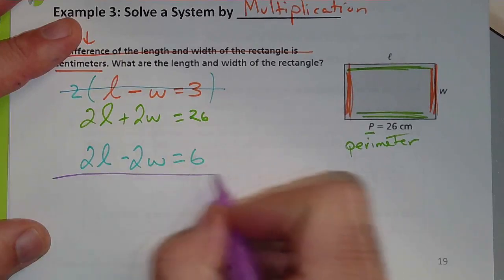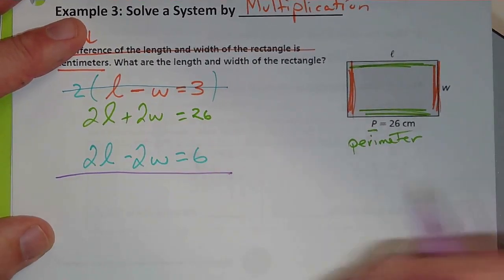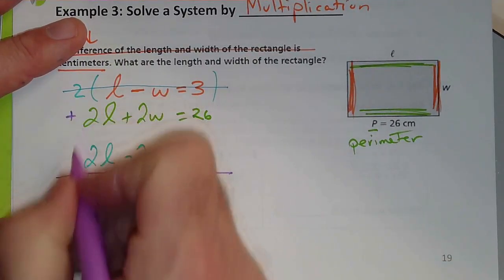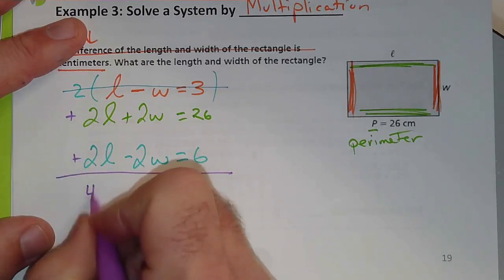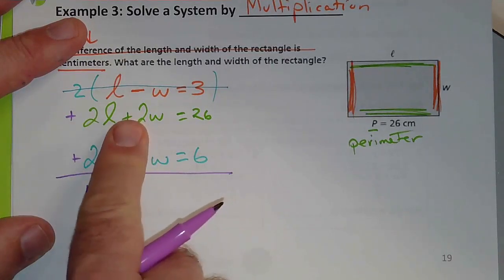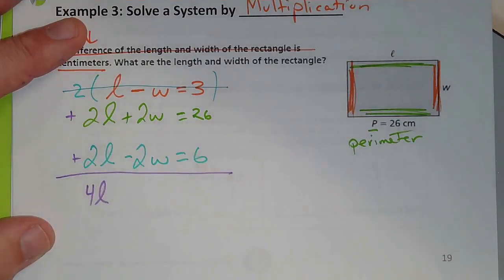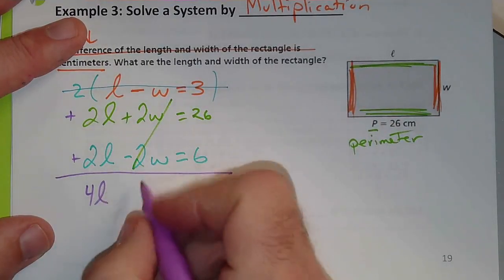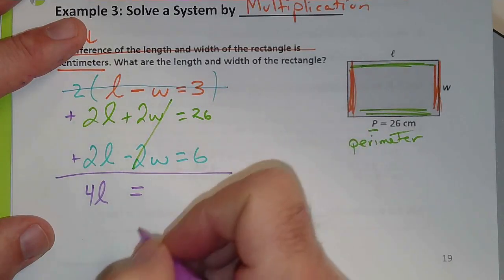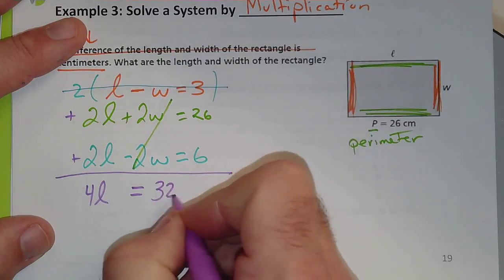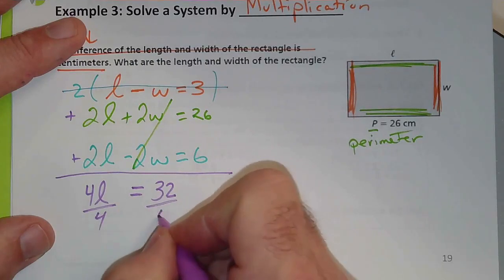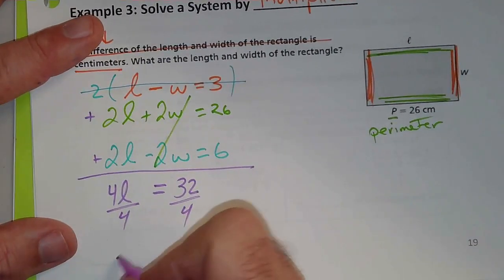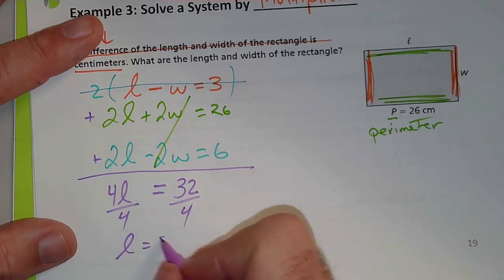Now I'm just combining my linear, this is my linear combination time. I've got a positive 2L and a positive 2L, which is going to give me 4L. I've got a positive 2W and a negative 2W, which is going to give me 0. And then I've got a positive 26 and a positive 6, which gives me 32. Divide by 4, 6th grade problem again. We got the length is 8.